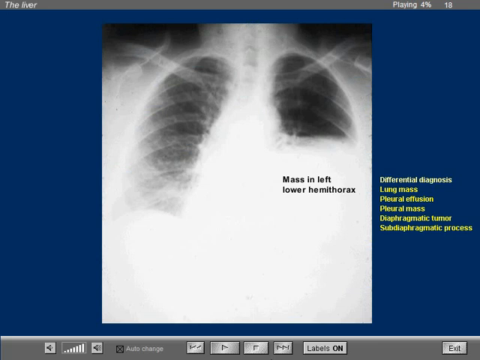This is a very spectacular case of a patient who presented with vague abdominal symptoms, and on the frontal chest roentgenograms we see a mass in the left lower hemithorax. What is the differential diagnosis? We must consider a pulmonary lesion. We could consider a pleural abnormality that can either be an effusion, subpulmonic, or a pleural mass. One has to consider a diaphragmatic tumor or a subdiaphragmatic process, be that a fluid collection, the enlargement of an organ, or a tumor.